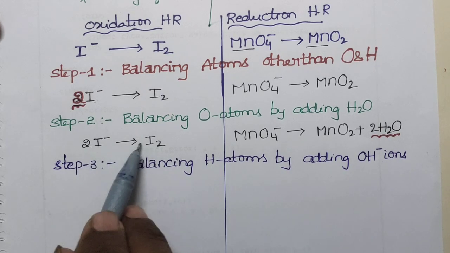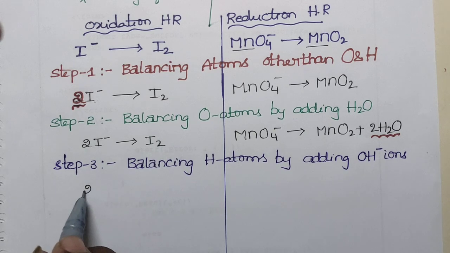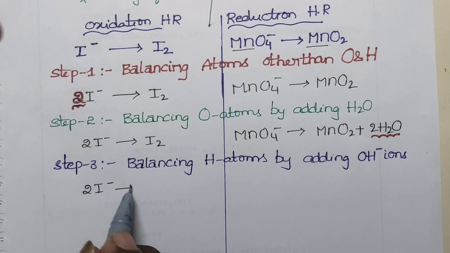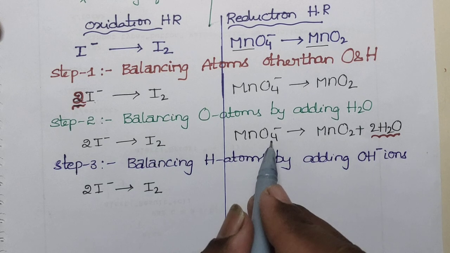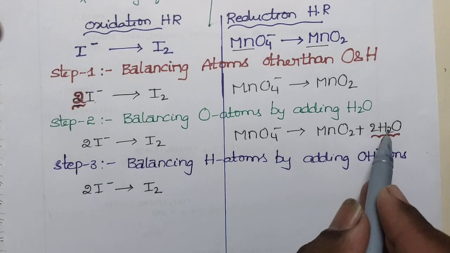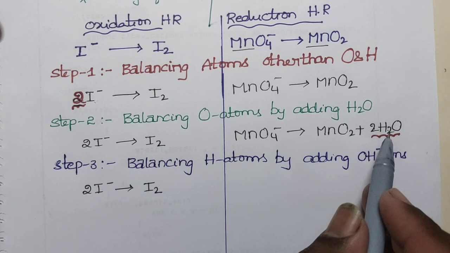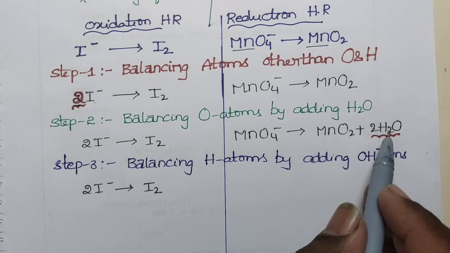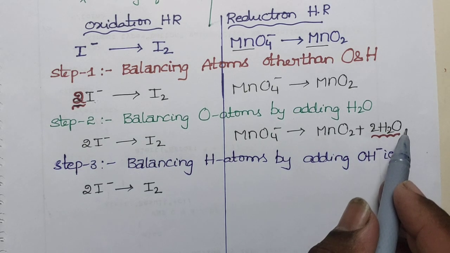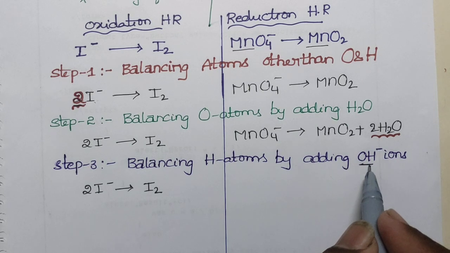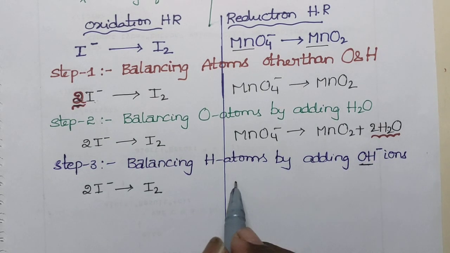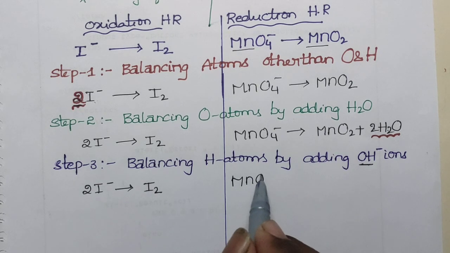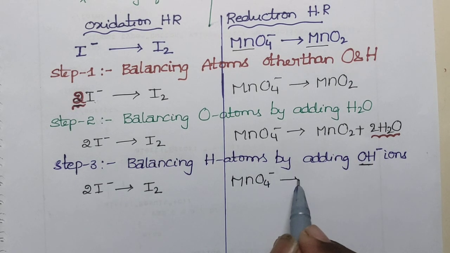So in this equation there is no hydrogen atom, so we have to write the same equation: 2I minus gives rise to I2. But in this equation we have 2 2s are 4 hydrogen atoms, 4 hydrogen atoms at the right hand side. So in basic medium we have to add the same number of hydrogen atoms on the right hand side by adding OH minus ions.